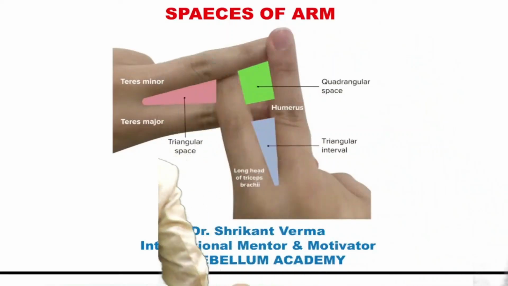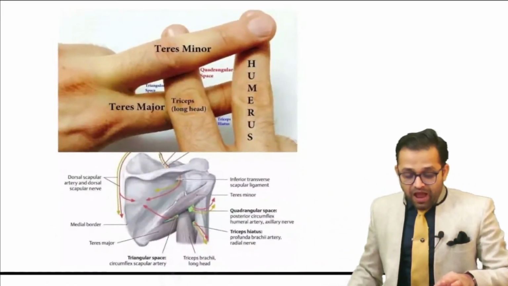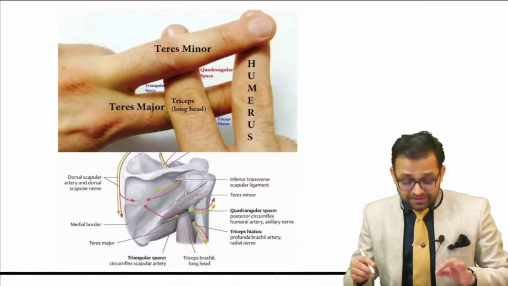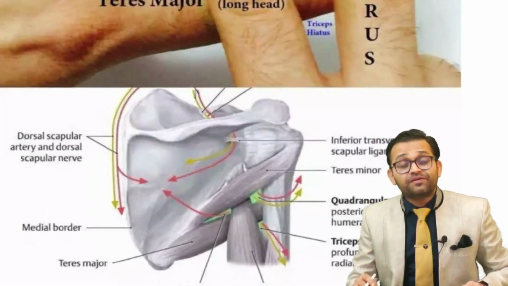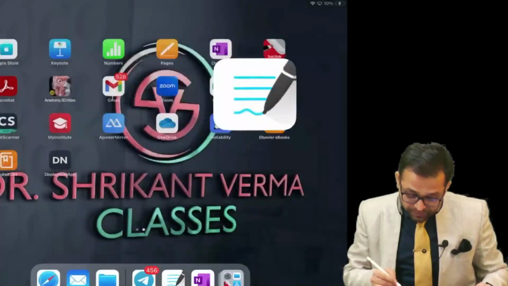Hope you all are getting the point. Sir, where are these spaces formed? So I'm going to teach you all these things. Yes, this is our scapula. Where are you looking at the scapula from? You're looking at the scapula from behind.